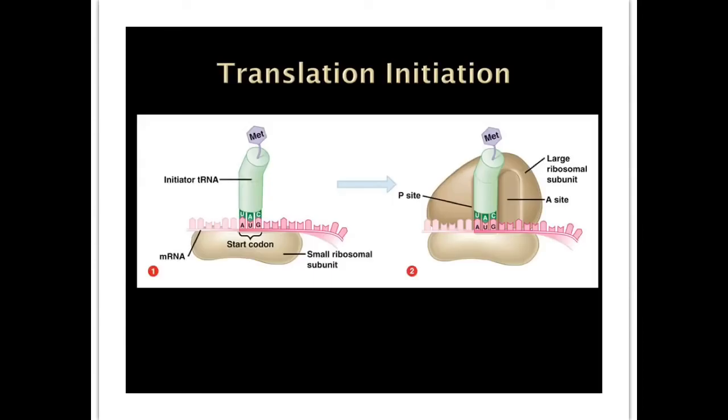Here's how translation is initiated. So what I'm going to have is the mRNA is first going to bind to just the small ribosomal subunit. And then the first tRNA, called the initiator tRNA, is going to come. Translation is always going to start at this start codon AUG, which means that my first tRNA molecule should have the anticodon UAC.